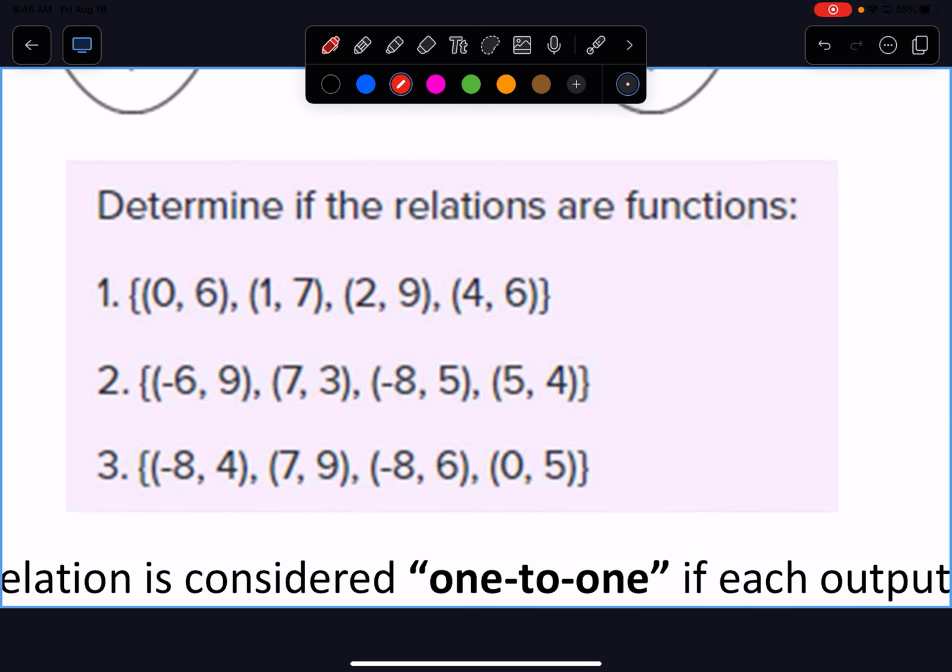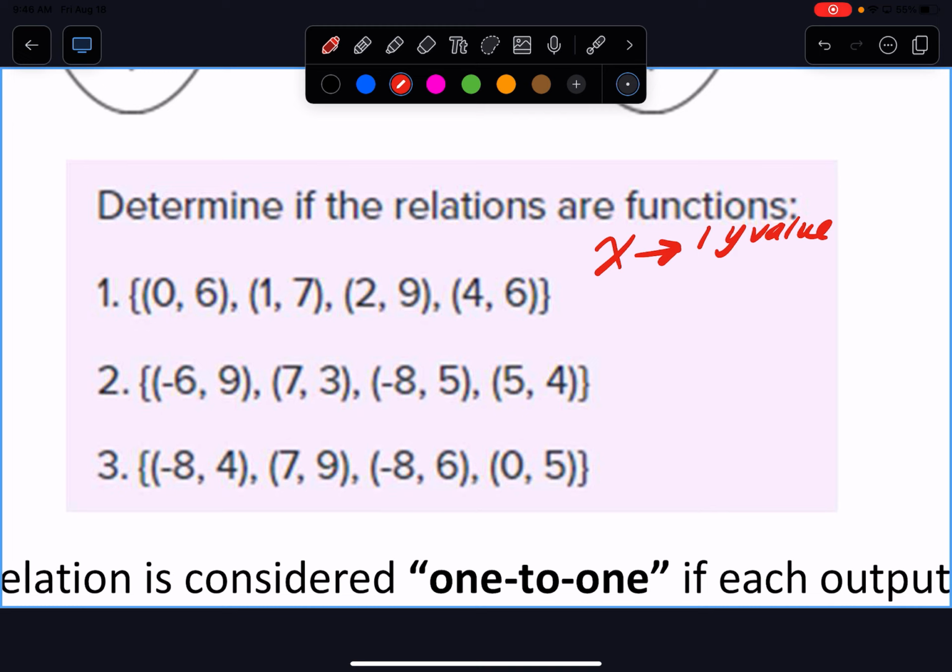Okay, awesome. Look at number 1 here. It says determine if the relations are functions, not if they're 1-to-1, if they're functions. So what are we checking for? Each x only points to one y value. Yes, we have to memorize that. So let's look. Do all of those x's only go to one direction? 0 goes to 6, 1 goes to 7, 2 goes to 9, 4 goes to 6.